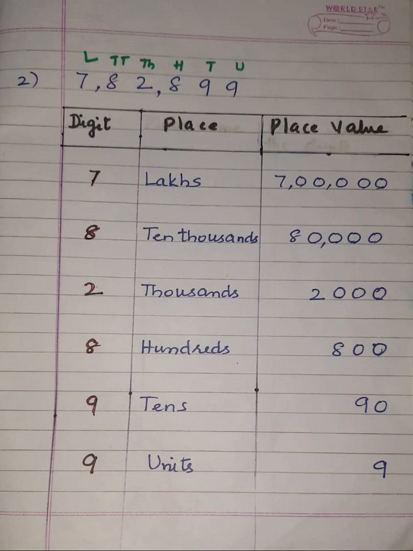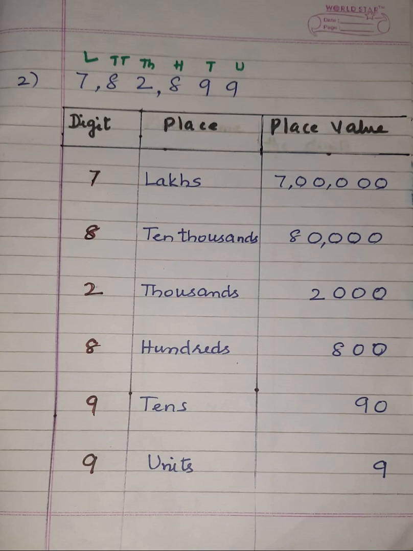Now the next digit is 8, right? Now this digit 8 is in which place, children? It is in the 10,000s place. Now in front of digit 8, in the place column, write 10,000s. Now this 8 is in the 10,000s place.